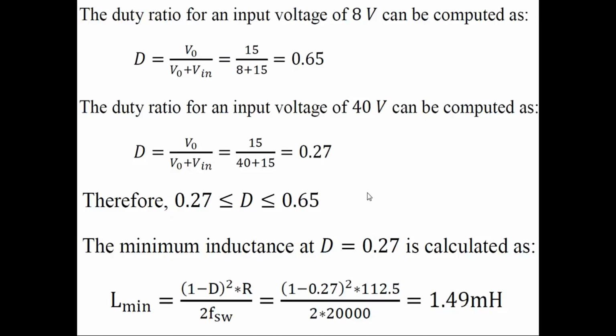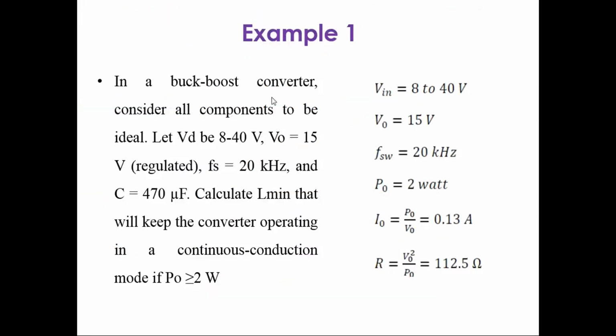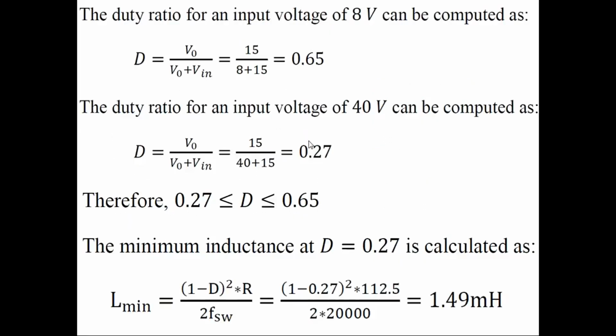Now, for the duty ratio in terms of input and output voltage, we have the equation D equals V0 upon V0 plus Vin, which equals 15 divided by 8 plus 15, that is 0.65. For 40 volt it is 0.27, so that is the range of duty cycle. See, in this buck boost converter, from 8 to 15 it is in boost mode, and from 40 to 15 it is in buck mode, so we have a huge range of the duty cycle, meaning it will operate in both ways.